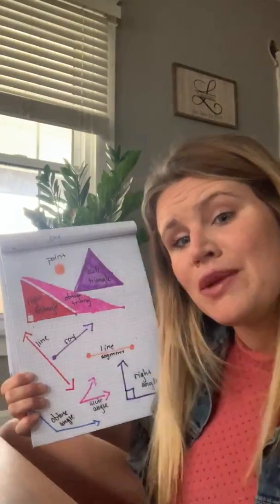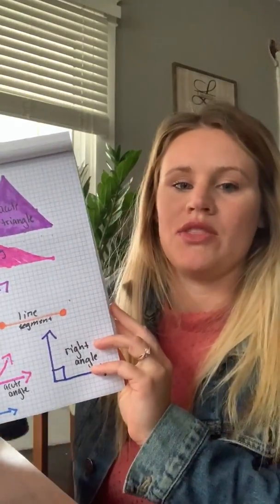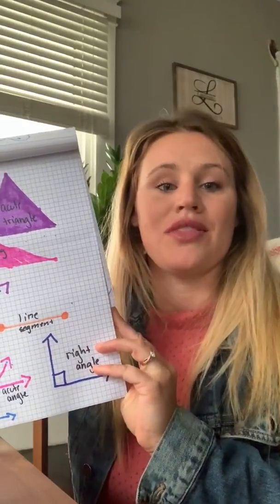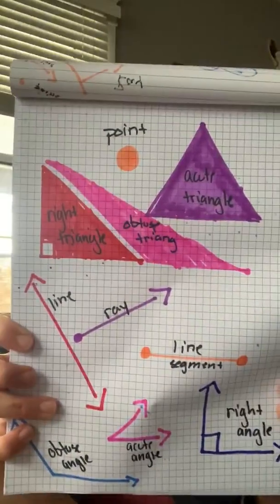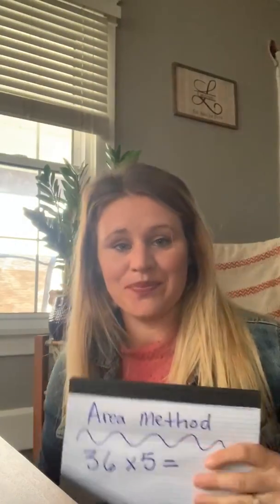Here's my abstract picture. I used all my terms, but I just put them around my page and I made them look really pretty. So take a look at this one and see if you can point out all the angles and the lines and the triangles. So that's going to be your first activity for today.